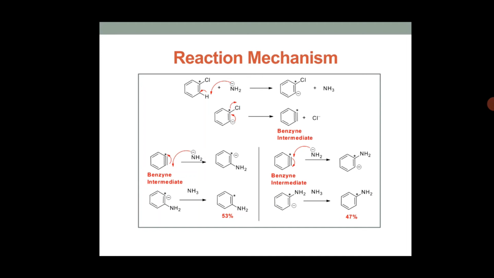That's all for today, and in the next lecture we will be looking at some examples, some applications of these reactions in organic synthesis.